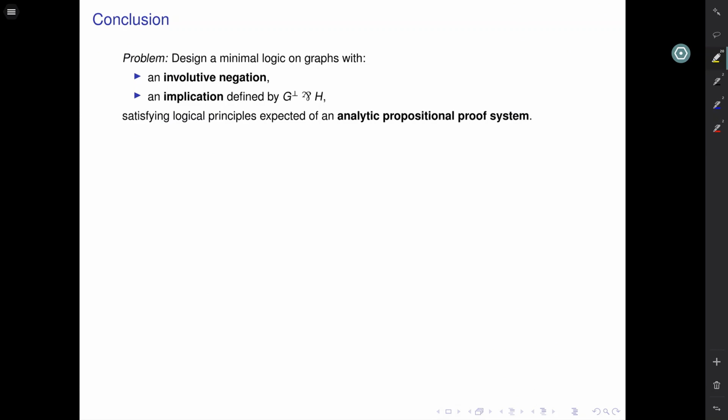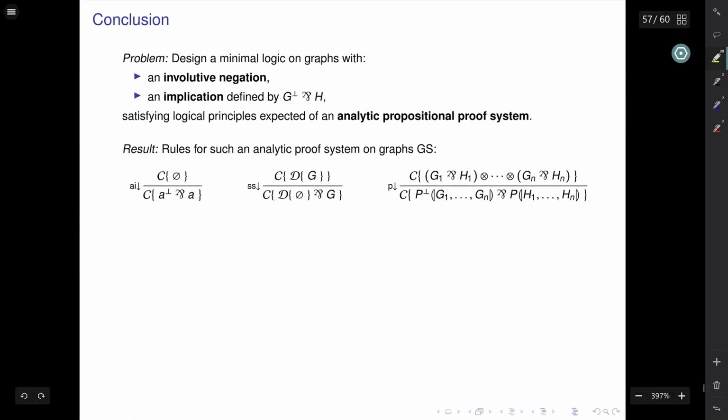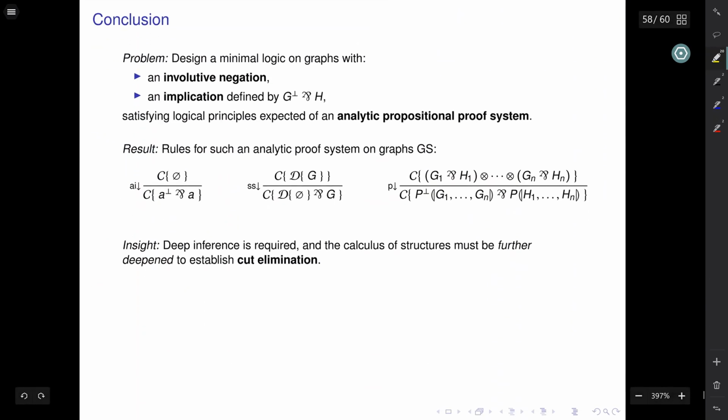The problem that we have addressed is we have designed a minimal logic on graphs with an involutive negation and the implication defined as not G or H, so as G implies H, and it satisfies logical principles expected of an analytic propositional proof system. These are the rules. There are exactly 3 rules in our system. And our insight is that deep inference was required, essentially this context awareness and these splitting results.